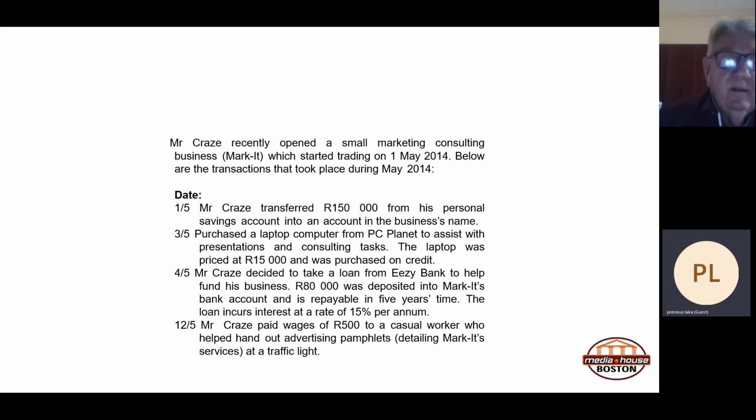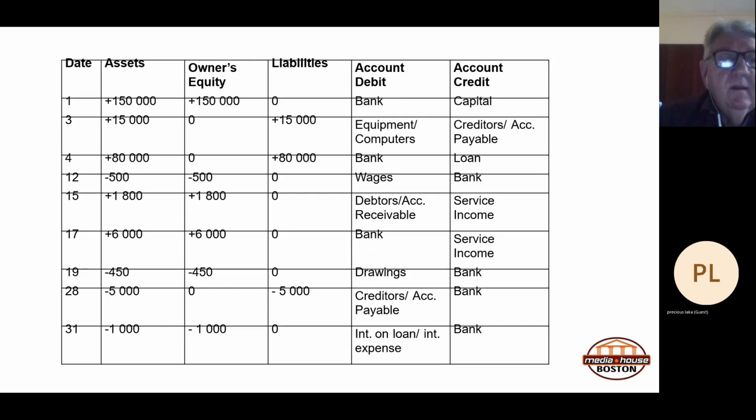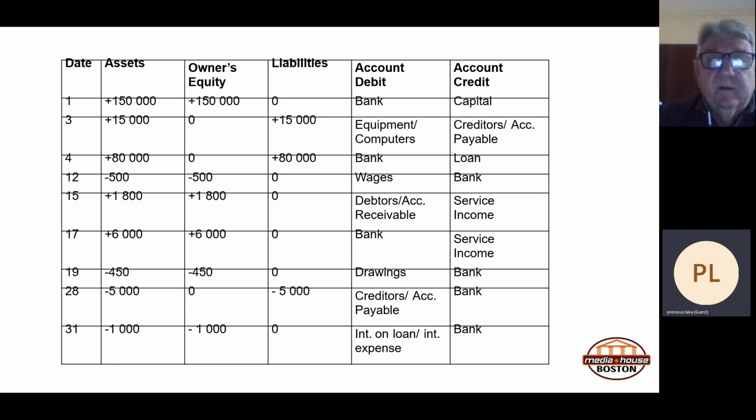Let's have a look at the accounts. There's our 15,000 under the assets as a plus, and we know if it's a 15 plus, it must be a 15 plus on the other side. But it didn't come from owner's equity. It came from liabilities, because we owe them. We owe the money. We haven't paid for it yet. So we're going to debit equipment or computer equipment, and we're going to credit creditors or accounts payable.